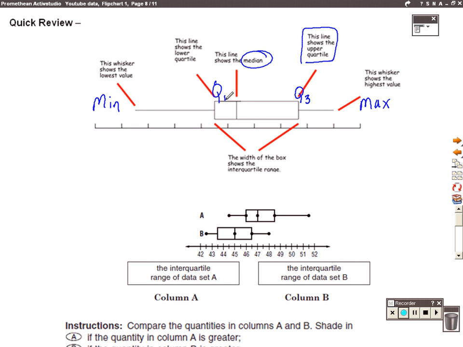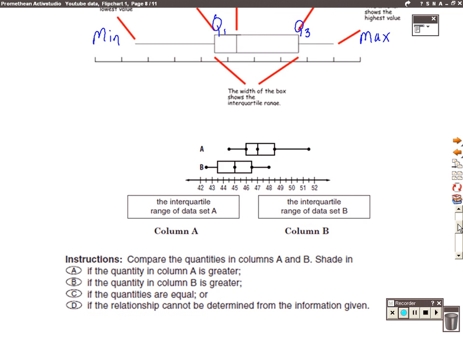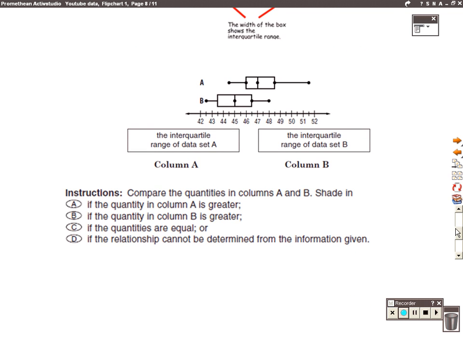So you're going to need to make sure you understand how to find all these numbers. You will not have to create any of these box and whisker plots. However, you will have to interpret them and provide some information using those numbers. So let's look at the first example.